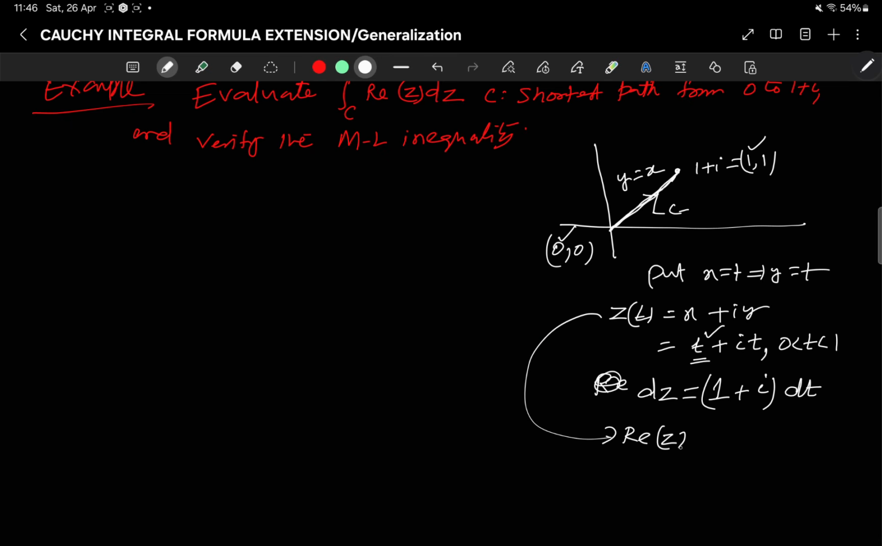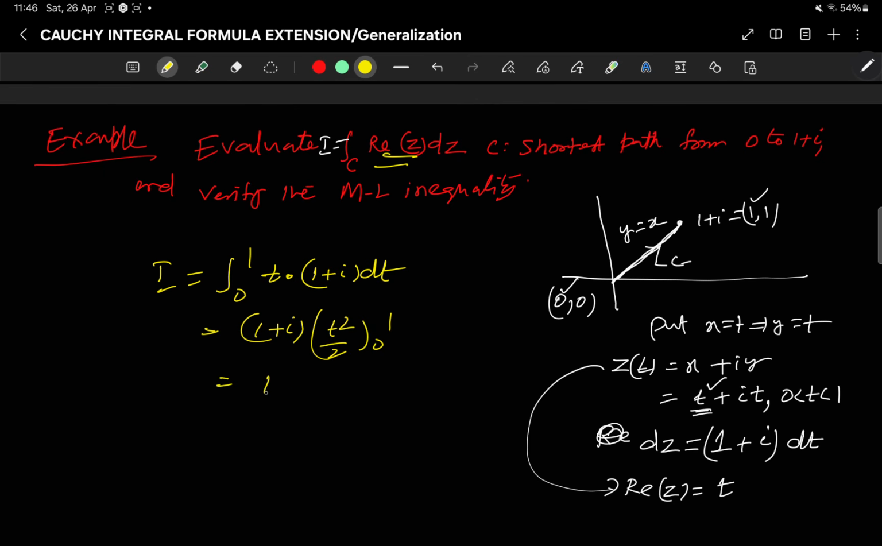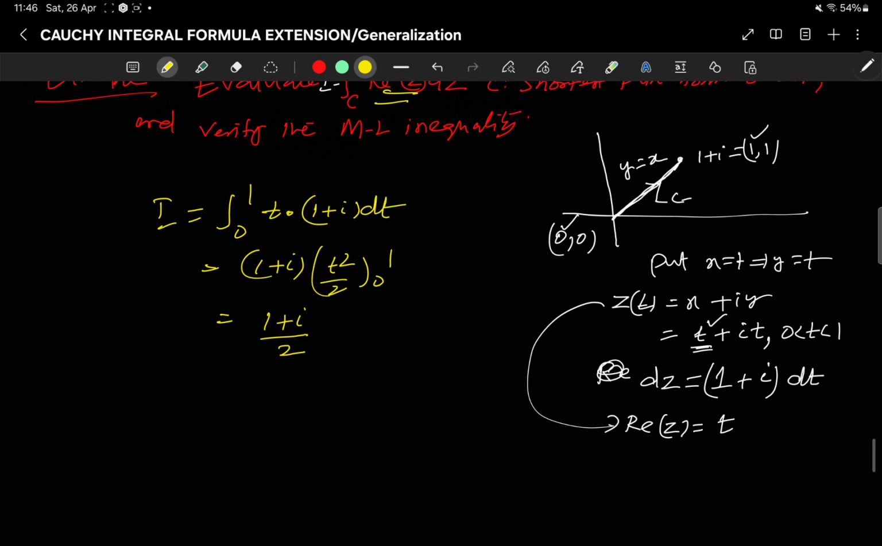So the real part of z here is my t, right? So this integral I becomes, integral from 0 to 1, real part of z is t, into dz which is (1 plus i) dt. So this is equal to (1 plus i) t squared by 2, from 0 to 1, which is (1 plus i) by 2, right? (1 plus i) by 2.